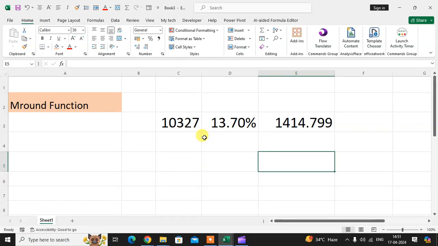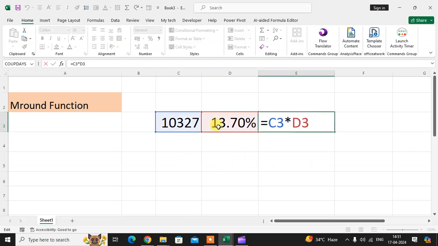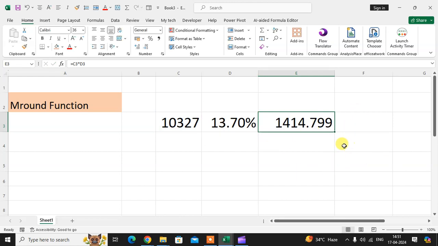In this video, we will learn how to use the MROUND function in Excel. So this is my Excel sheet. I have here an amount of 10,327 and a percentage of 13.70 percent. I get the amount by applying this percentage to this amount, 1414.799. I used a multiplication formula to get this amount, so I get this amount in decimal.